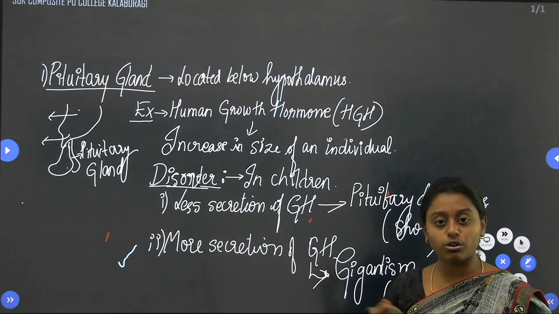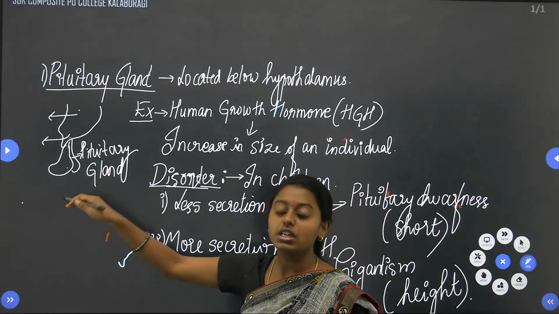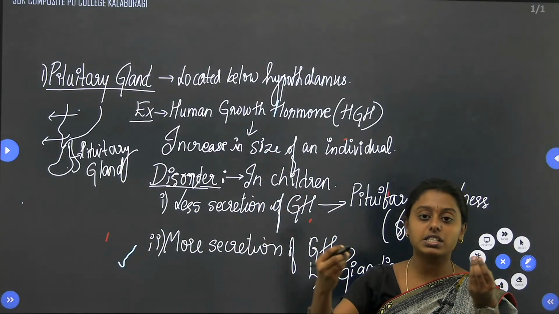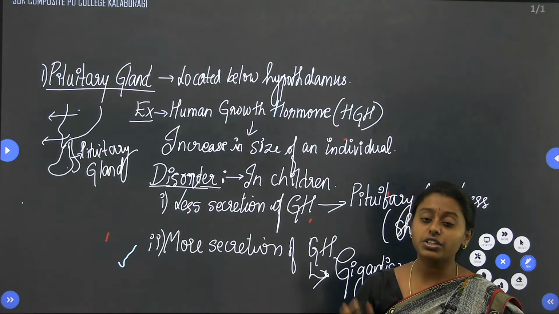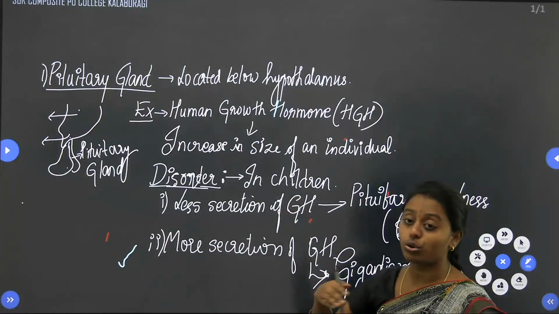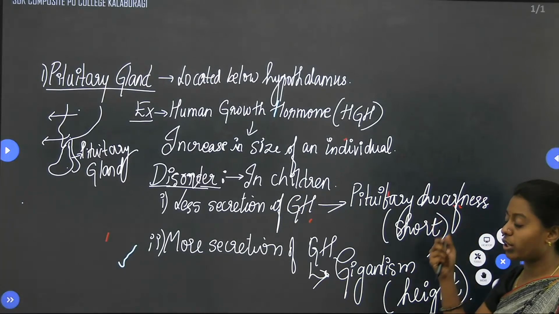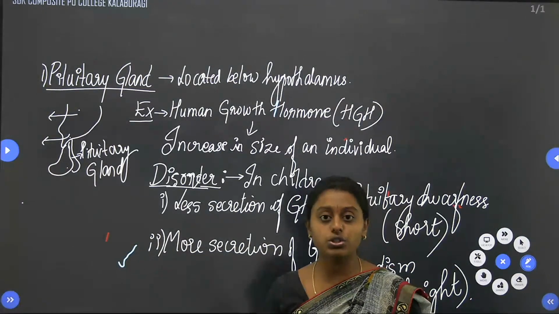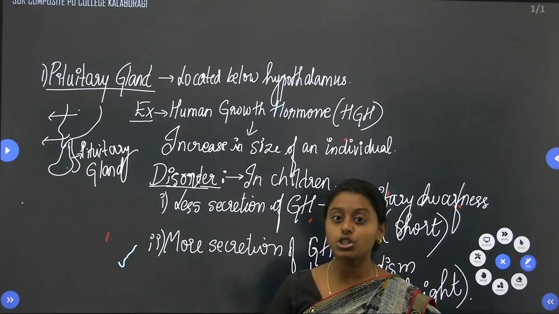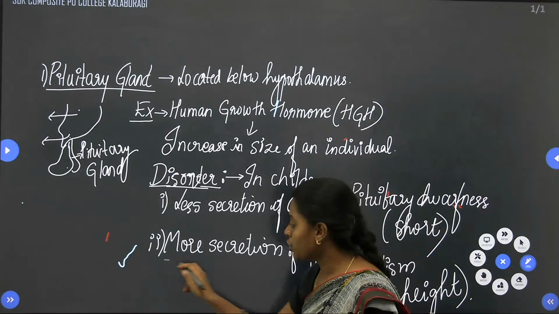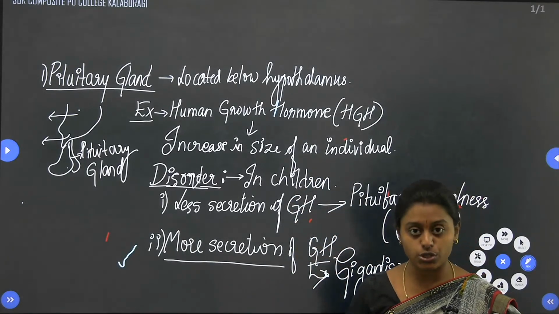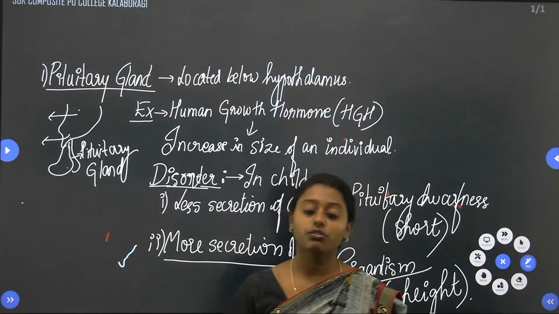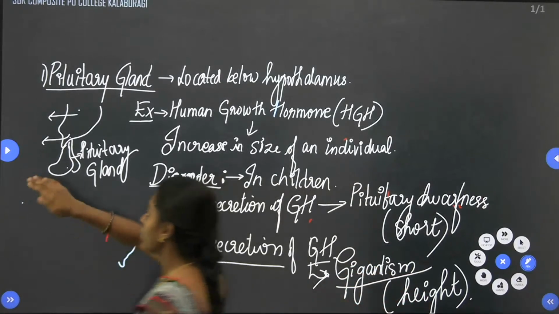Pituitary gland, taking as an example, is located just below the hypothalamus. If growth hormone is secreted by the pituitary gland, that helps in increase in the size of an individual. If there is very less secretion of the growth hormone in growing children, it leads to a disorder called pituitary dwarfism, where the dwarf word refers to short. So the child will be very short heighted. If there is more secretion of the growth hormone, then it leads to another disorder called gigantism, where an individual or a child will be very tall.